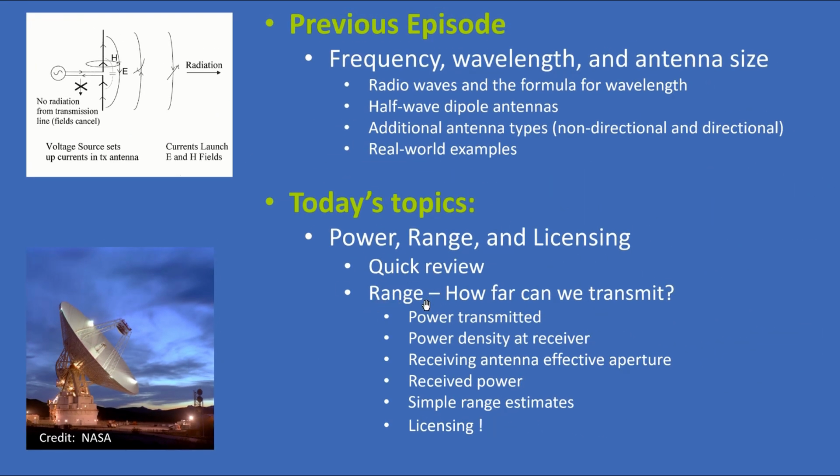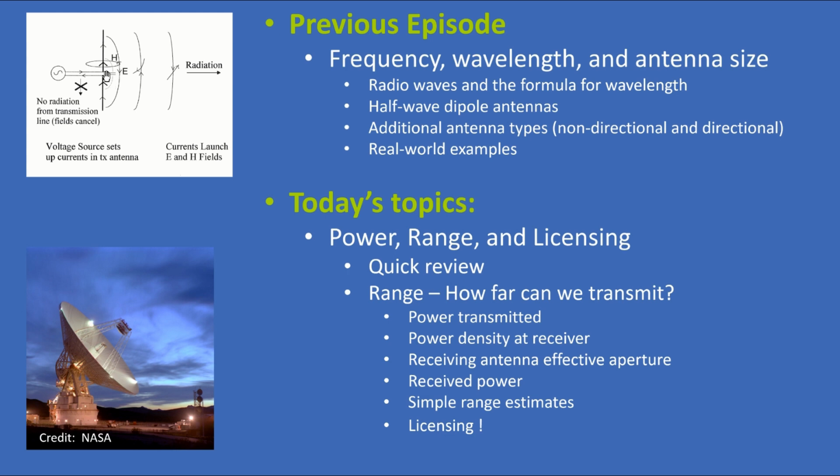To estimate the range, how far we can transmit, we're going to start with the transmitted power. That's in the voltage and current domain, that's simply voltage times current. Or since this antenna has a resistive input impedance, we can compute power as simply V squared over R.